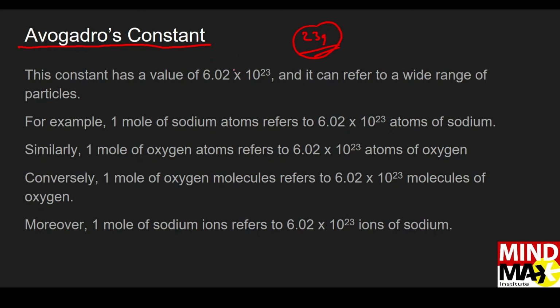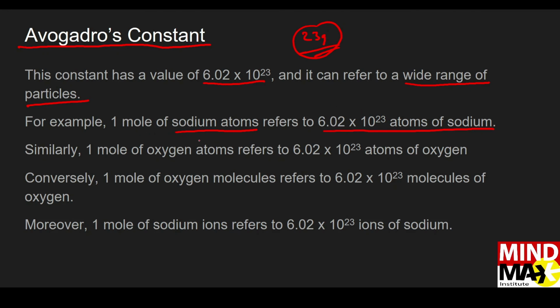So Mr. Avogadro carried out a series of experiments, and he found out that 1 mole of anything contains these many atoms or molecules or ions. Now, why do I say atoms or molecules or ions? Why do I not say anything fixed? Because it refers to a wide range of particles depending on what is mentioned in the question. So, for example, 1 mole of sodium atoms. The question has mentioned that it is atoms. So 1 mole of sodium atoms refers to these many atoms of sodium.